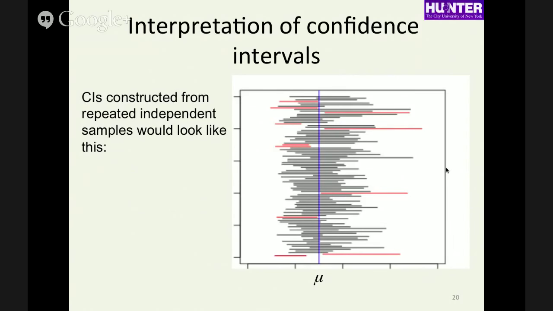Here's what that looks like. These are actually done by a simulation where I drew samples of a fixed size from a normal distribution with known mean and standard deviation, and constructed a confidence interval from each one of those, and put in red here the ones that did not contain the correct true mean. And it's about 5% of them, because these are 95% confidence intervals, about 5% of them failed to capture the true mean.